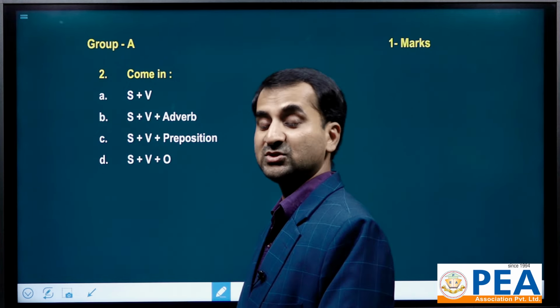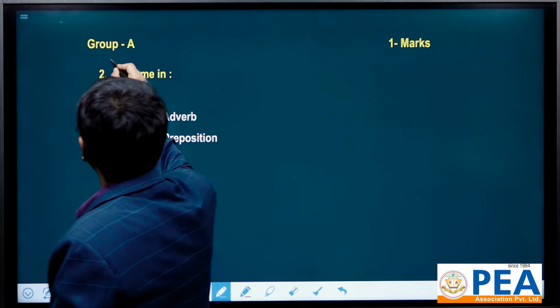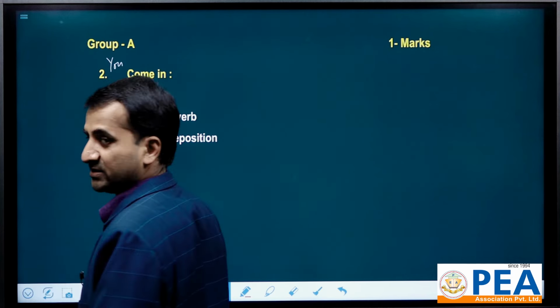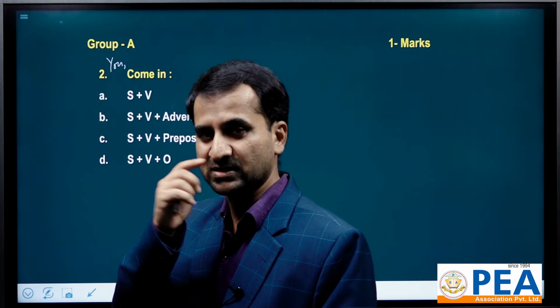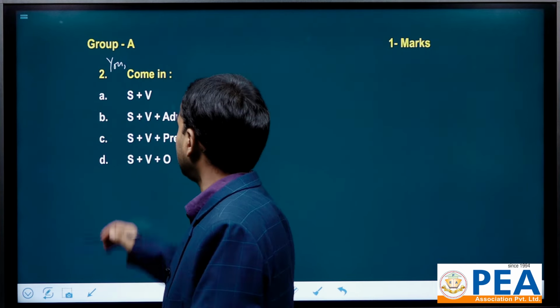If I am telling open the door, whom am I telling? I am telling one who is listening to me. And who is listening to me? You, the second person, is listening to me. So you is always hidden here as the subject, and it is in vocative case. There are 4 types of cases: subjective, objective, possessive and vocative case, and this one is in vocative case here.